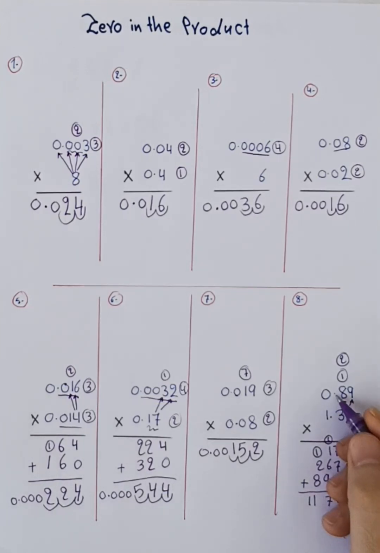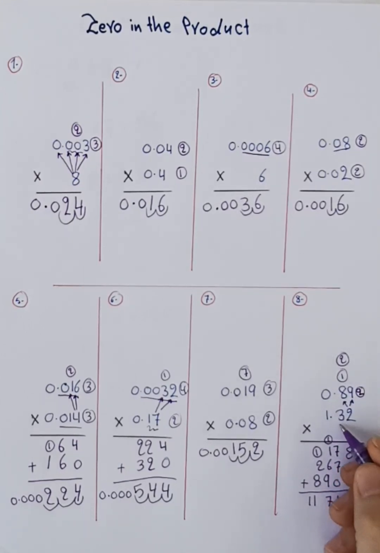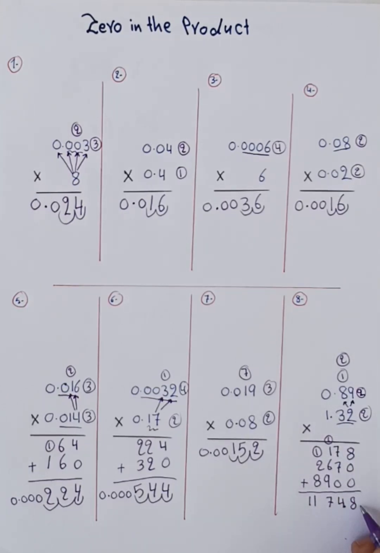After that, in the first number, you have 2 numbers after this point. And in the second number, you have 2 numbers after this point. 2 plus 2 is 4. You have to skip 4 numbers. 1, 2, 3, 4, and then write the decimal point.